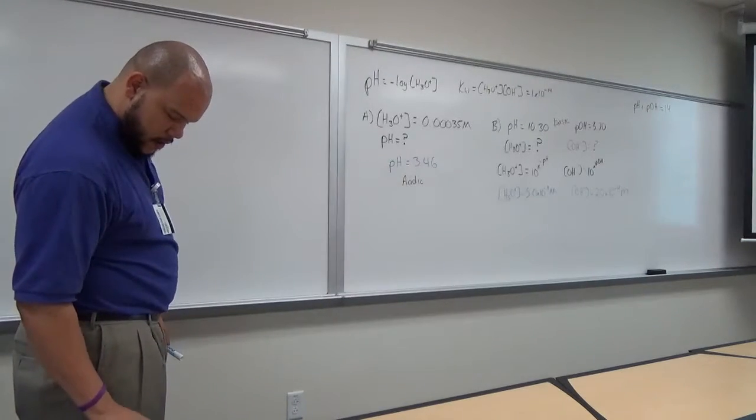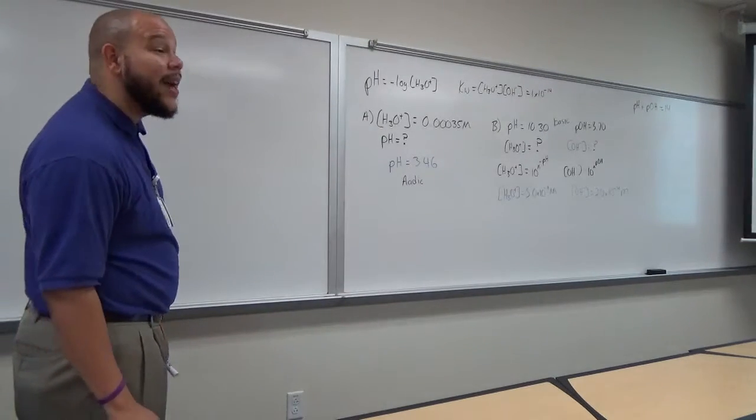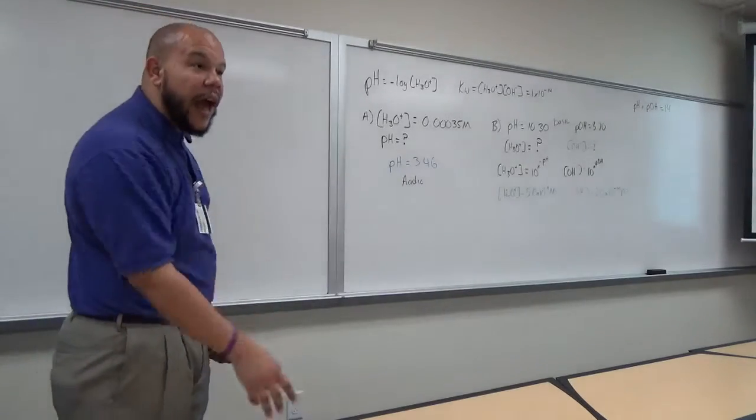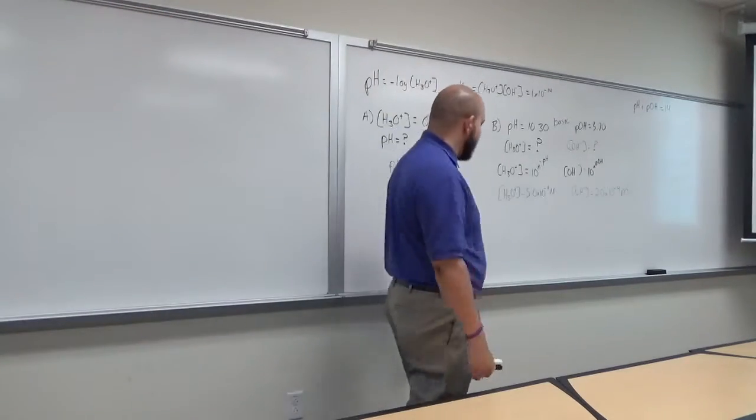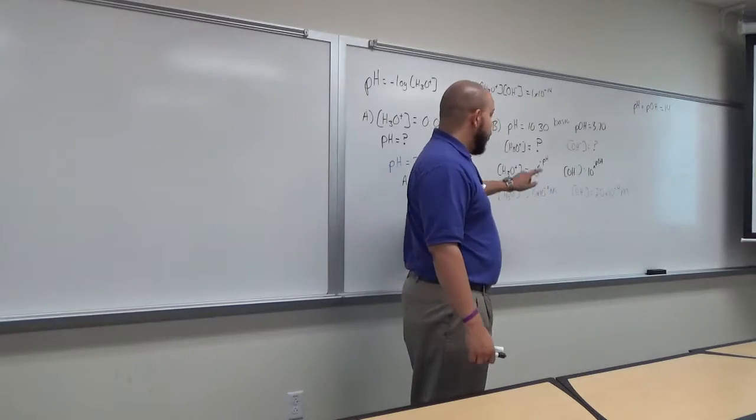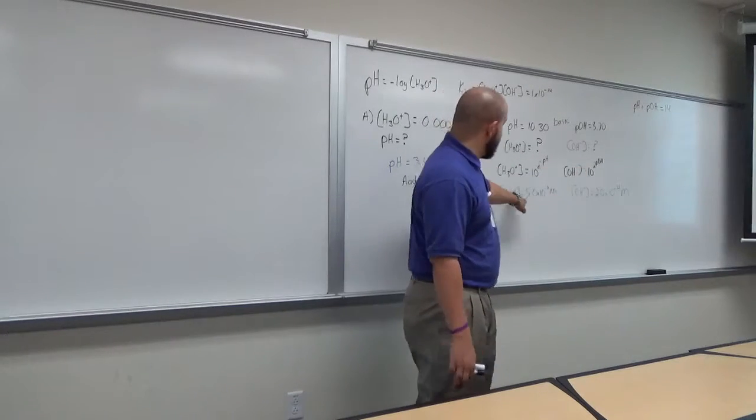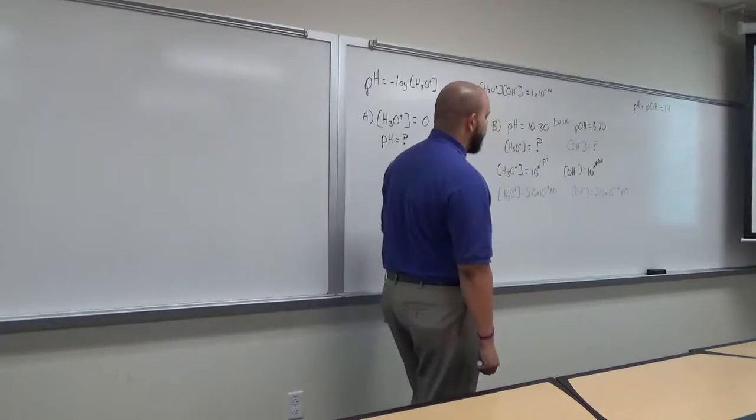Five times 10 to the negative 11. Exactly. Right. So this is the idea that Kw is a constant. Doesn't matter what you have more or less of, these two values should always get you back to Kw.